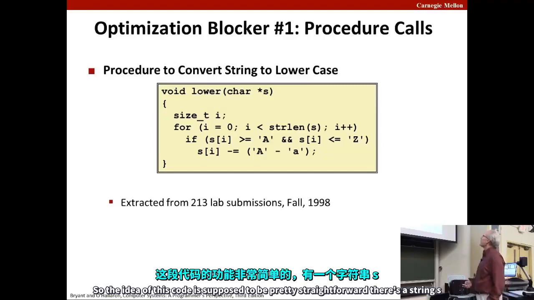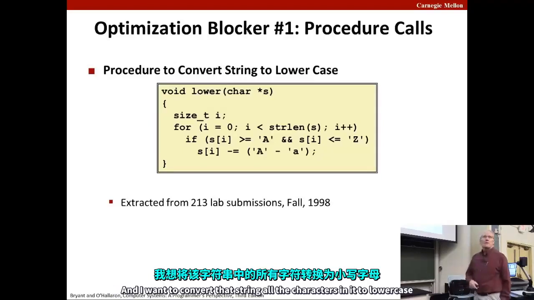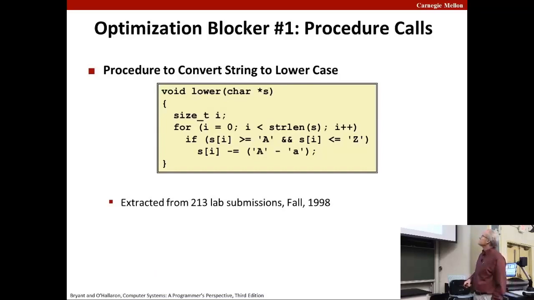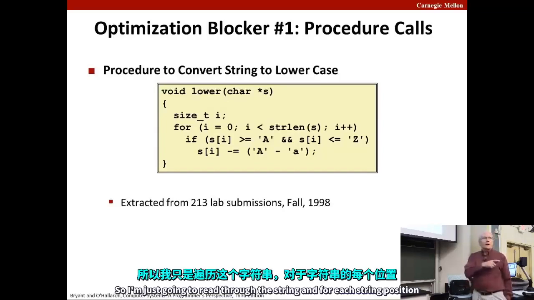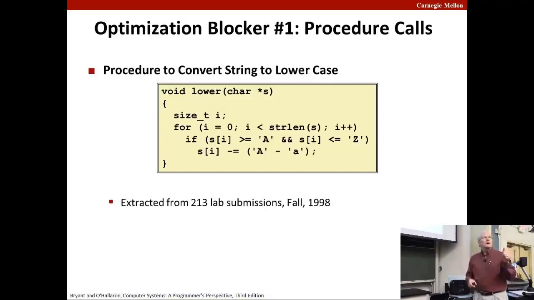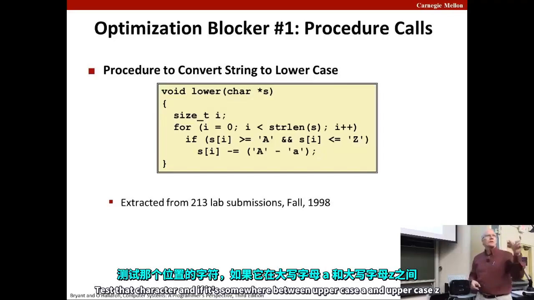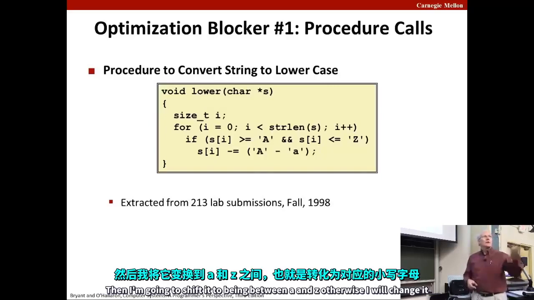The idea of this code is supposed to be pretty straightforward. There's a string s, and I want to convert all the characters in it to lowercase. So I'm just going to read through the string, and for each string position, test that character. If it's somewhere between uppercase A and uppercase Z, then I'm going to shift it to being between lowercase a and lowercase z. Otherwise, I won't change it.